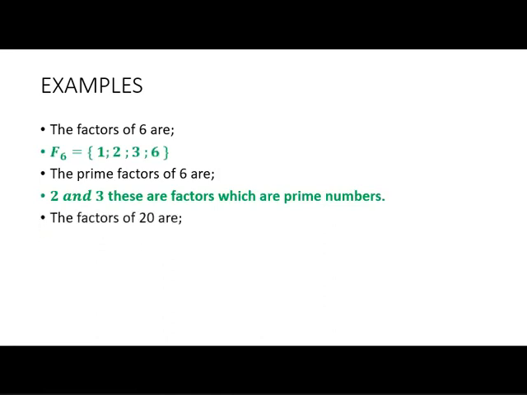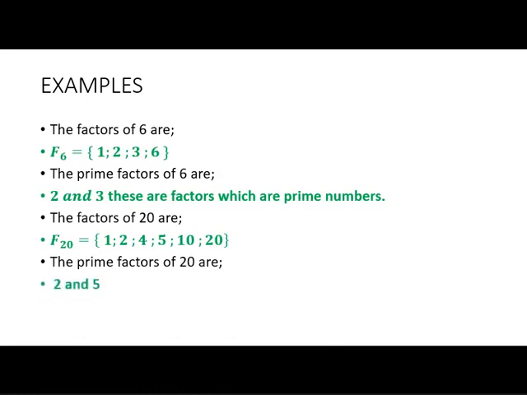Factors of 20, what are they? It's 1, 2, 4, 5, 10 and 20. Now, which ones will be prime factors of 20? There's only 2 of them, which is 2 and 5, because those are prime numbers and they're also factors of 20. That is why we call them prime factors.